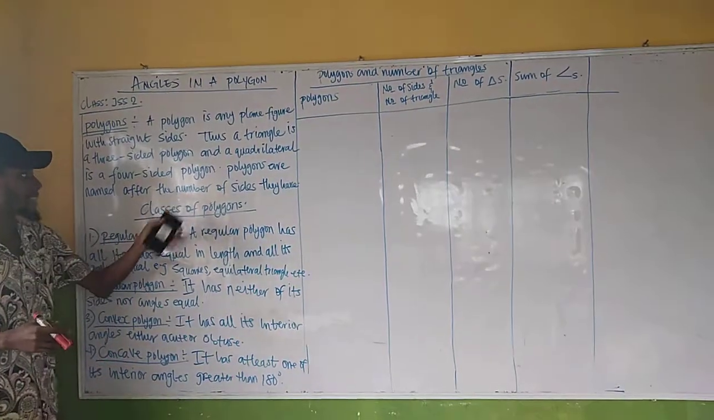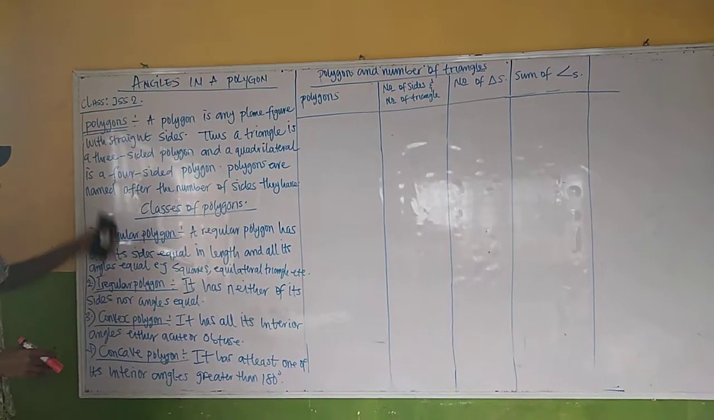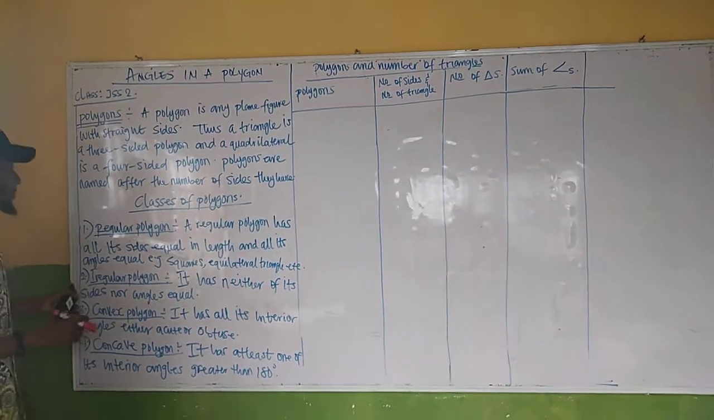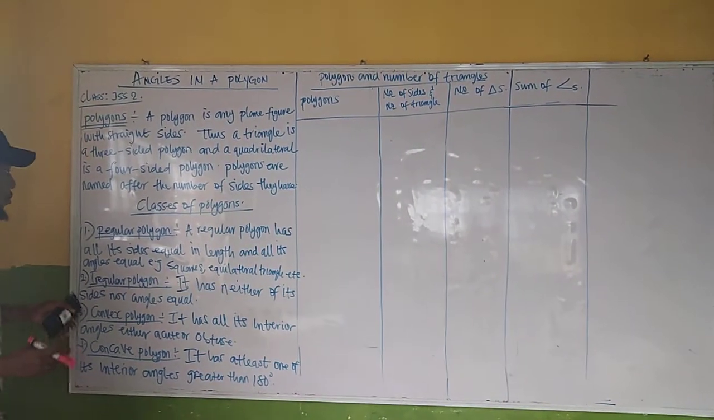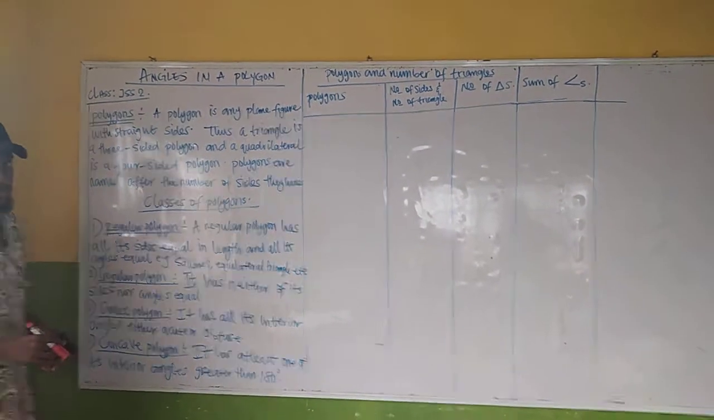Okay. So now let's talk about the classes of polygon. We can classify polygons in 4 ways. The first one we have here is the regular polygon.